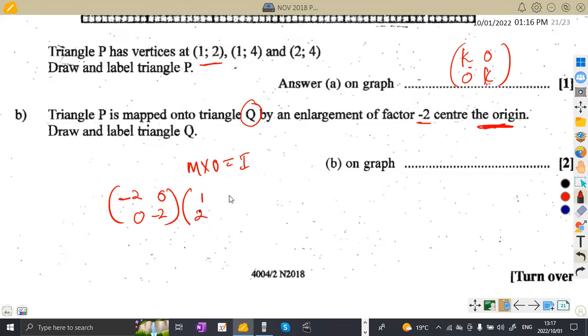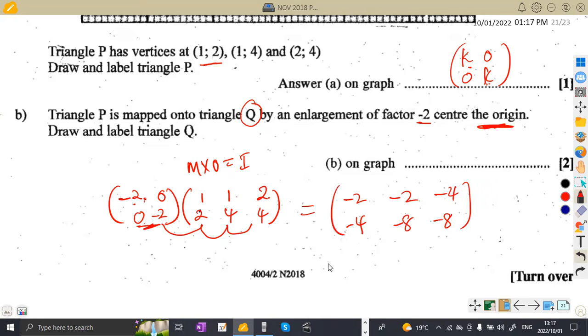So it's going to be 1, 2, 1, 4, and 2, 4. So row by column, guys, you do your multiplication. -2 times 1 is -2. So as you can see, 0 is going to affect everything. So it's going to be 0, 0, 0, 0. So it's -2 times 1, which is -2, -2 times 2, which is -4. We are done. We move on to this one. 0 is going to affect the top part. This -2 is going to affect the bottom part here. So it's -2 and 2, which is -4, -2 and 4, which is -8, like that. Okay, so these are the coordinates of the triangle: -2, -4, -2, -8, and the last one, -4, -8.